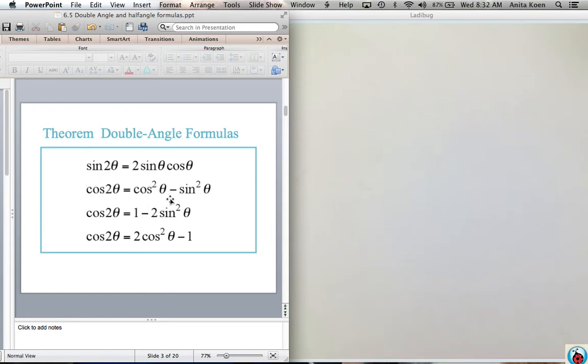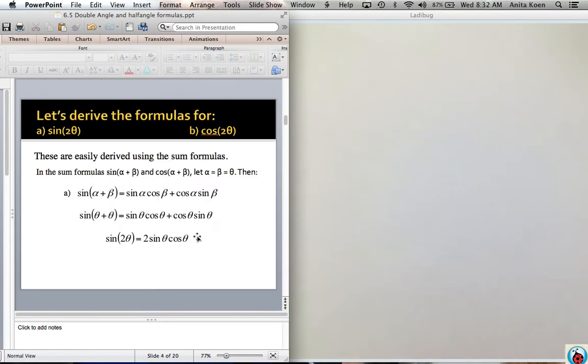The cosine of 2 theta is equal to the cosine squared of theta minus the sine squared of theta. I always remember this one because it looks a lot like the Pythagorean identity, but it's a minus instead of a plus. A second formula for the cosine of 2 theta is 1 minus 2 sine squared theta, and cosine of 2 theta is also equal to 2 cosine squared theta minus 1.